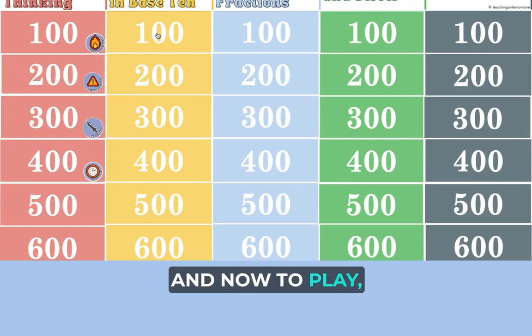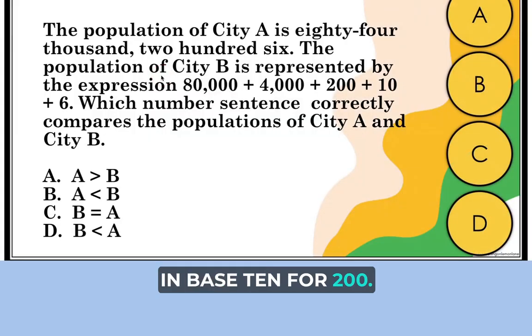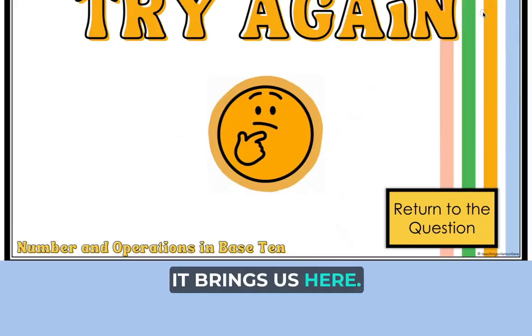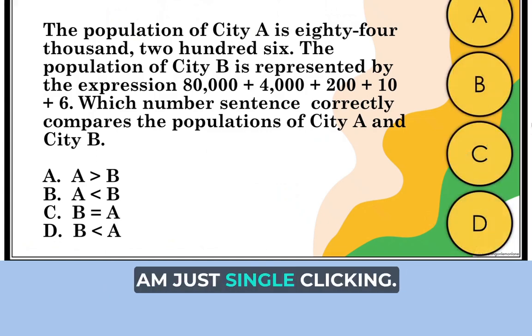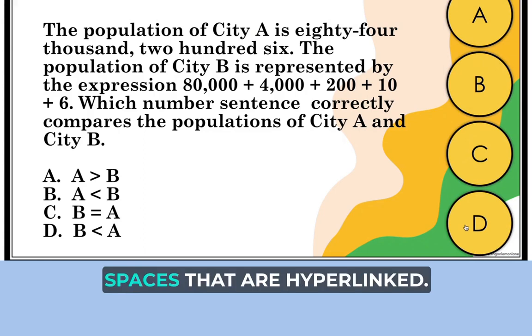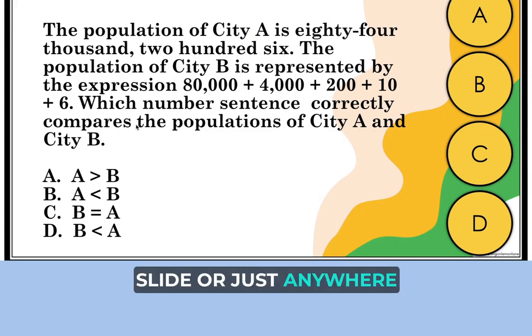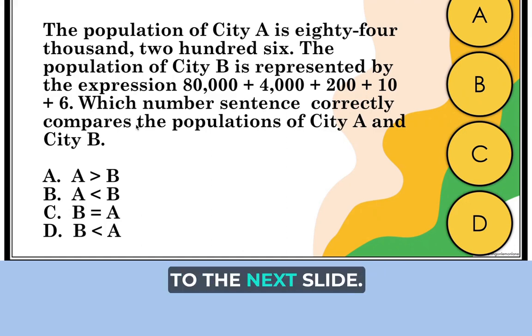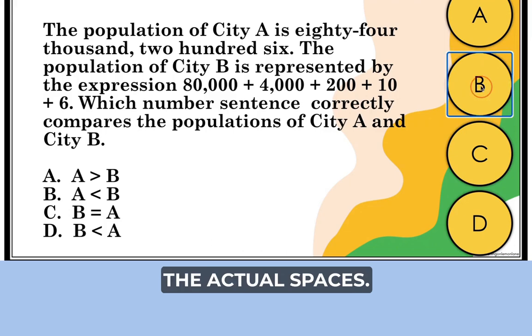And now to play, students will simply click on the number. So let's say that the first team wants number and operations in base 10 for 200. We click on it. It brings us here. They answer A, it's not right. We return to question, and I am just single clicking. Make sure when you single click that you are clicking on these spaces that are hyperlinked. If you click outside of the slide or just anywhere on the slide, it's going to take you to the next slide, and that's not where we want to go. So we formatted it to where you want to click on the actual spaces.